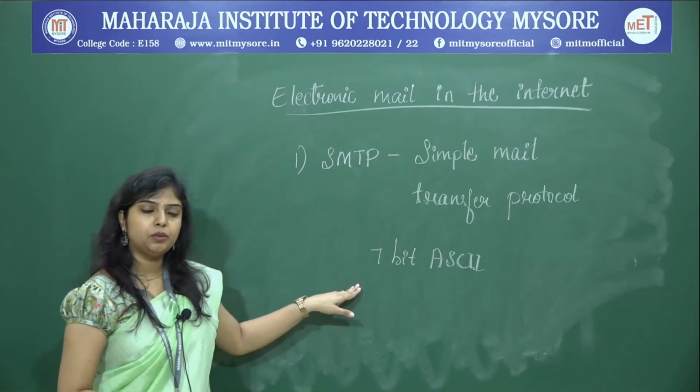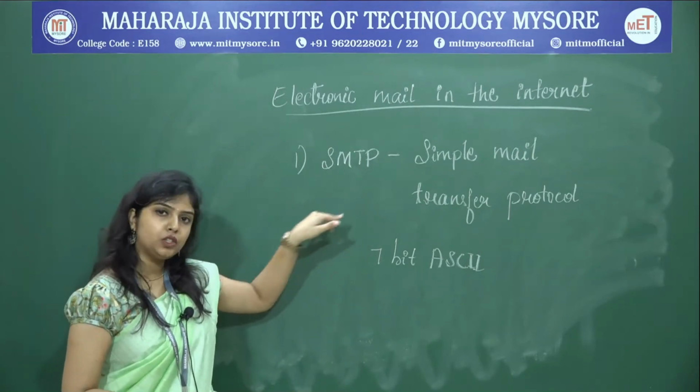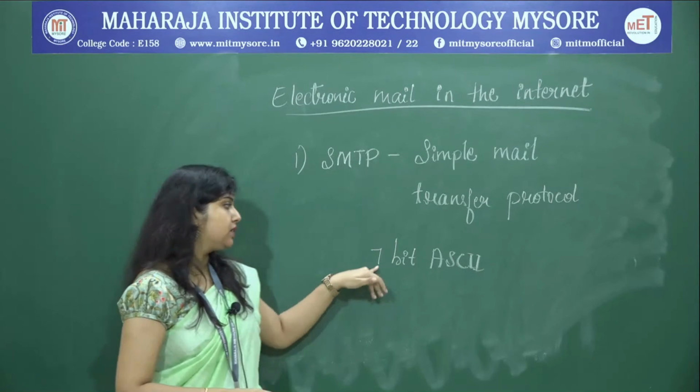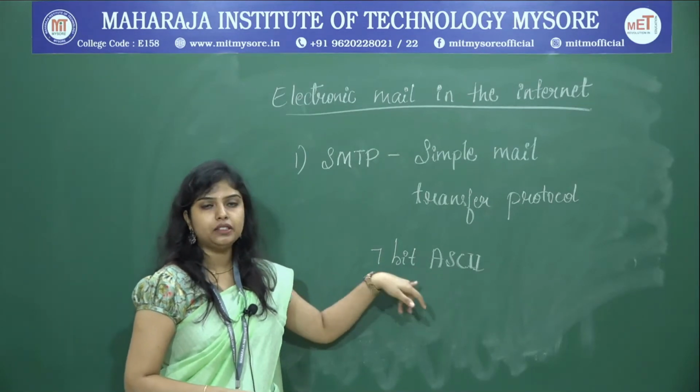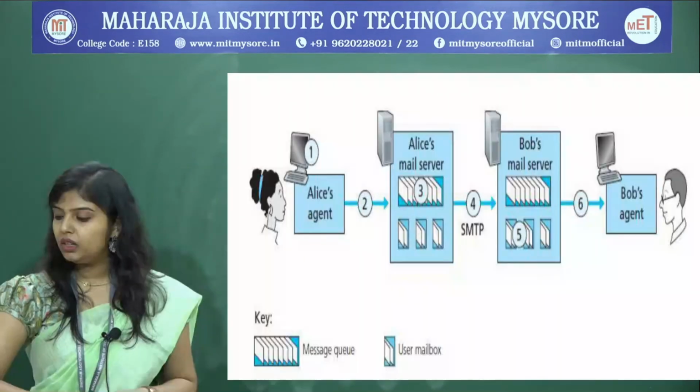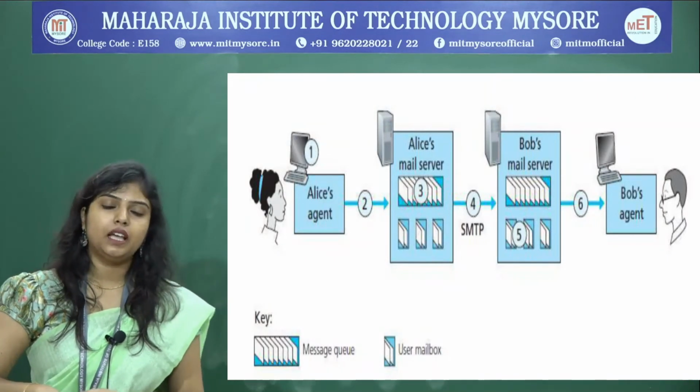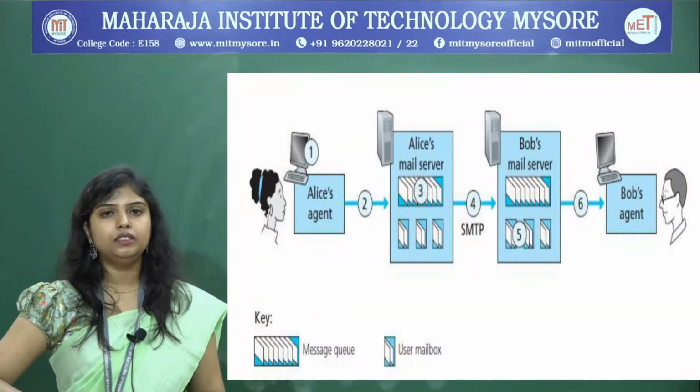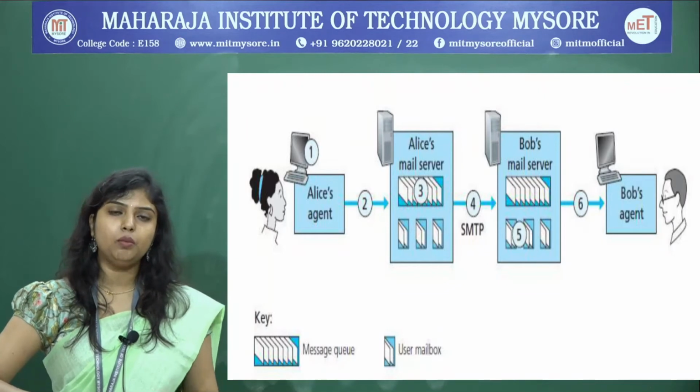Whatever the message that has to be sent through SMTP, it has to be in 7-bit ASCII. This is the only restriction it has. Now, let us take an example where Alice is the sender. She wants to send an email to her friend Bob.